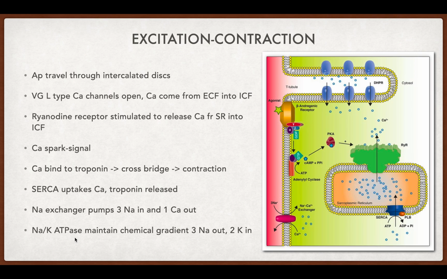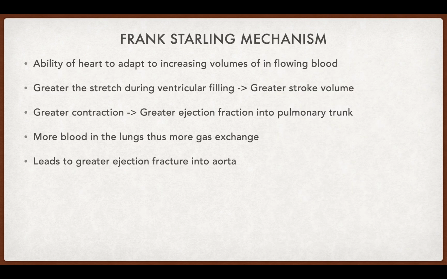That's important to note. Okay, so the Frank-Starling mechanism is an important mechanism to know, because this is the ability of the heart to adapt to increasing volumes of inflowing blood. So more blood in, there's going to be a greater stretch of the ventricles, and that leads to greater stroke volume. Why? Because now there's more blood in the ventricles, it can eject more. So with more blood volume to eject, there's going to be a greater contraction, and then a greater ejection fraction into the pulmonary trunk, and that increases pulmonic pressure.